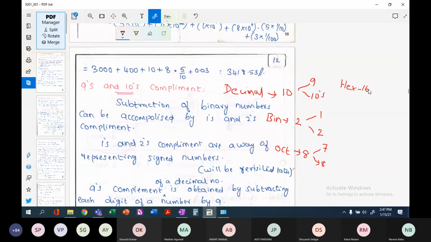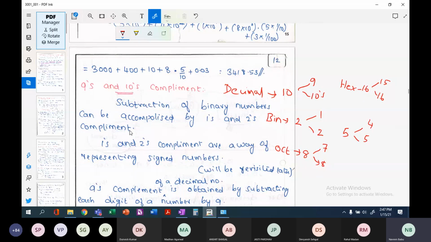Anybody? What are the complements that are possible for a hexadecimal number? 15 and 16. Exactly, 15 and 16. One more, anybody else can answer. If I have a number system with base 5, what are the complements that are possible? Last question. 4 and 5. 4 and 5, right? All right.